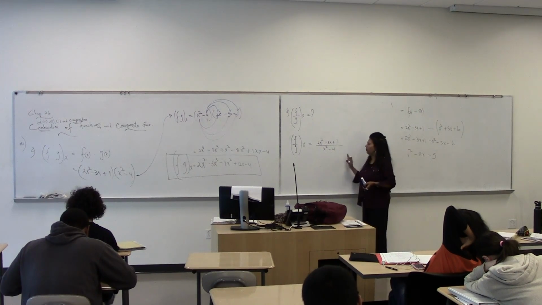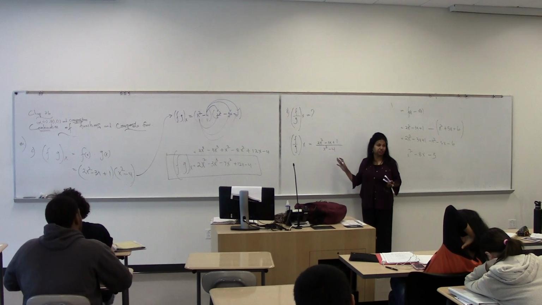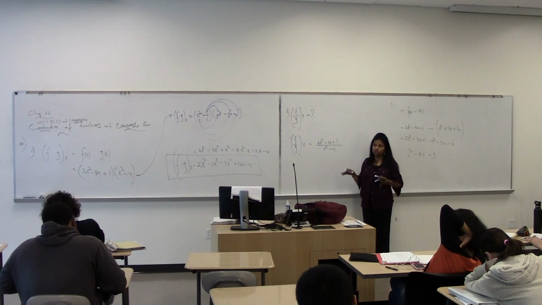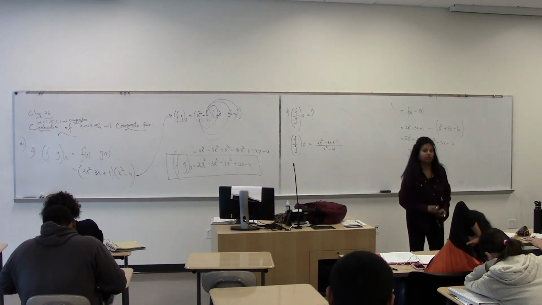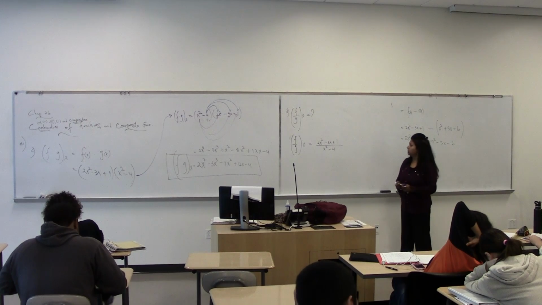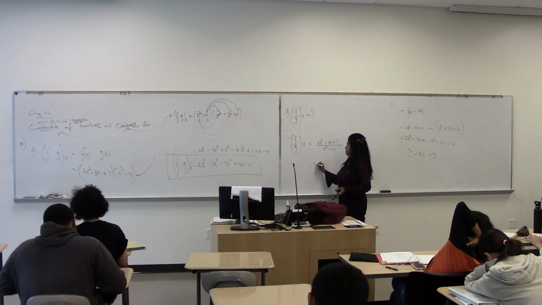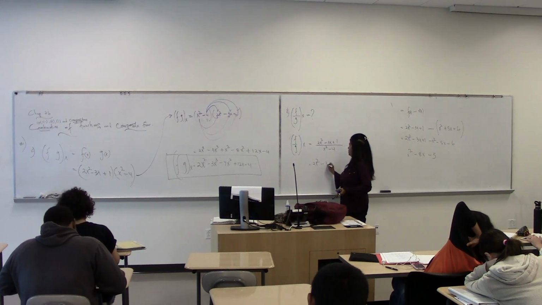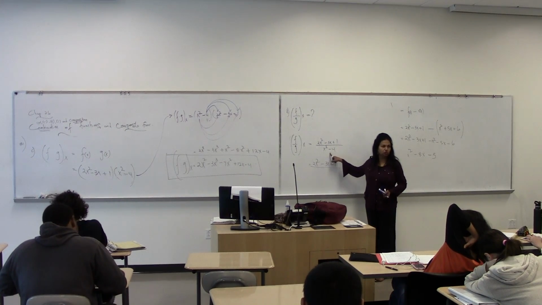Now we know that before we divide, we need to give the restrictions. We have talked about restrictions in chapter 1 and chapter 2, big time, right? So we need to give restrictions. Before we give restrictions, what do you need to do here? Factor it out. To give restrictions, we need to factor.